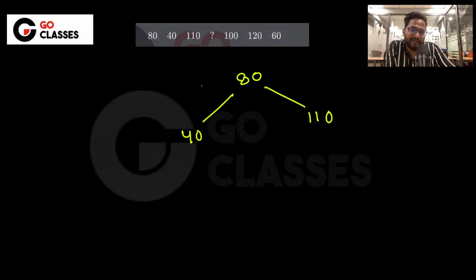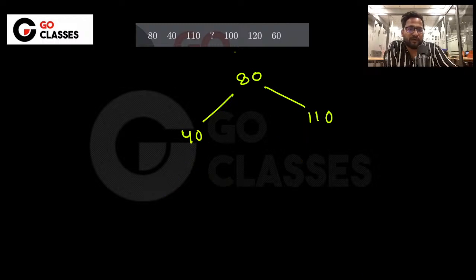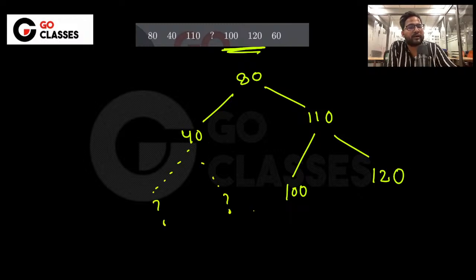Now at the next level, there are four possible nodes. Let's see: if 100 is here, 100 must be here only, right? And if 120 is here, 120 must be here. These are the fixed positions. Now where is this question mark? The question mark will be either a left child or a right child, because you don't know, since it was a level order traversal, right? And then 60 can be a left child, doesn't matter.